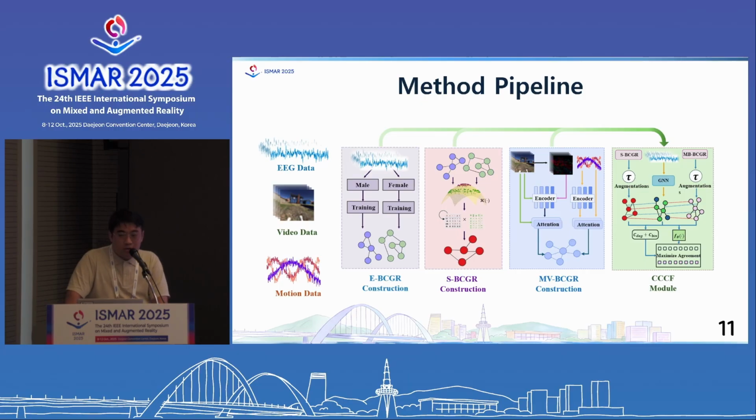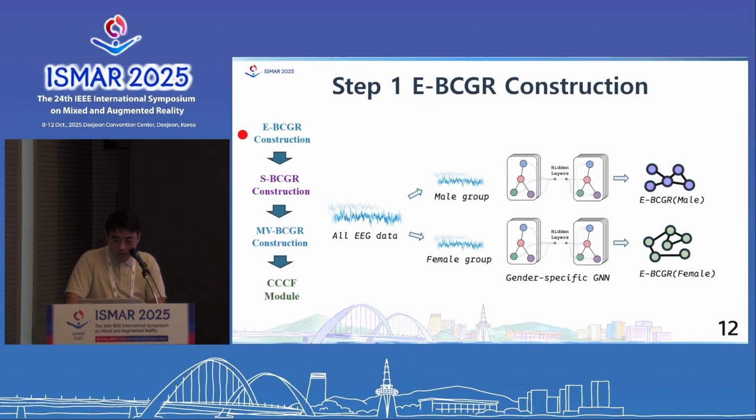Our method includes four steps. First, we construct the eBCGR from EEG data by training gender-specific graph neural networks. We choose a gender-specific design because prior studies have shown that cybersickness is strongly influenced by gender. By separating male and female participants, we reduce variability within each group and obtain more consistent connectivity patterns. This makes the learned eBCGR more stable and also provides a solid foundation for building a unified representation later.